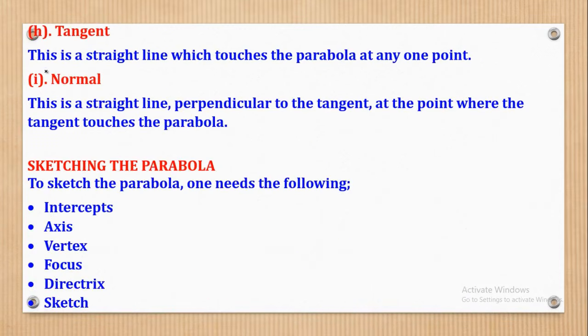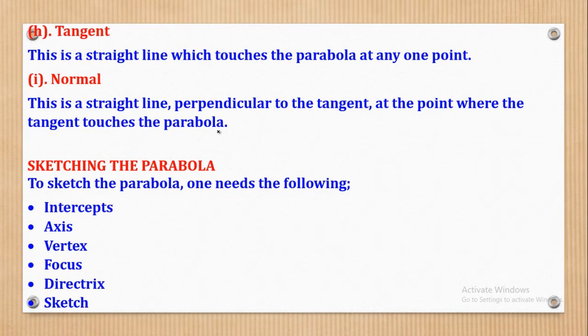Next we shall go to tangent. This is a straight line which touches the parabola at any one point. The good thing, we already saw tangents and normals under coordinate geometry 1, so I believe this term is familiar to you. The normal is a straight line perpendicular to the tangent at the point where the tangent touches the parabola. So those are the terms.